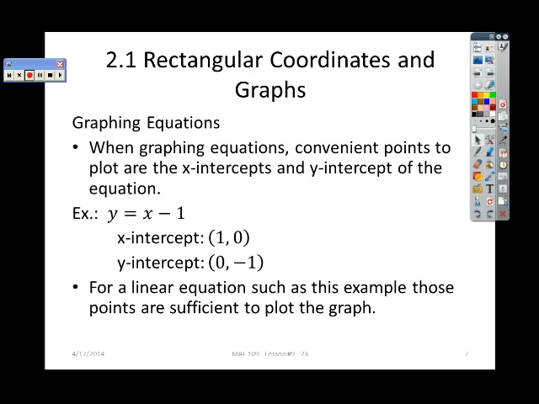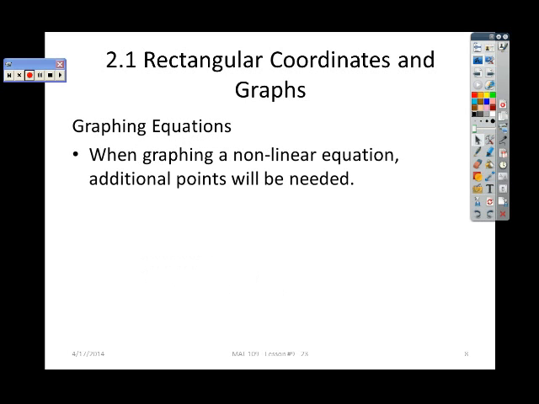2 points on a straight line are enough, but do a third to see if you made any arithmetic errors getting those. Nonlinear equations, you must have more. There's just no way you can do it with two. Most of the things you really can't do a decent job with three even.